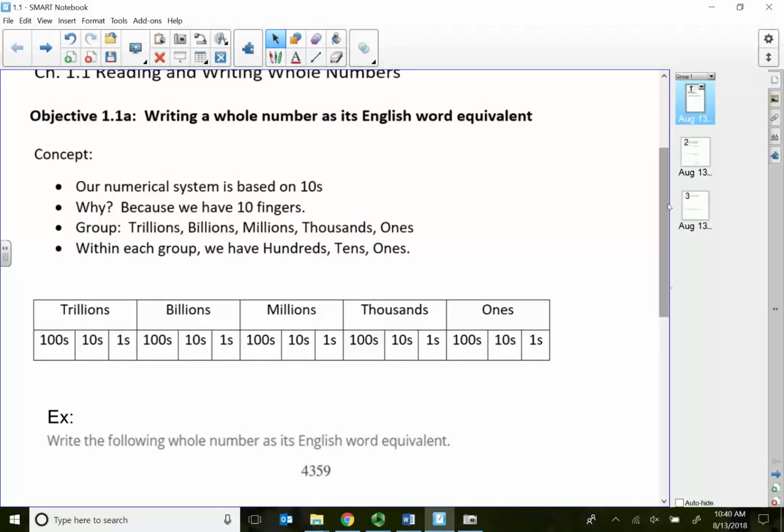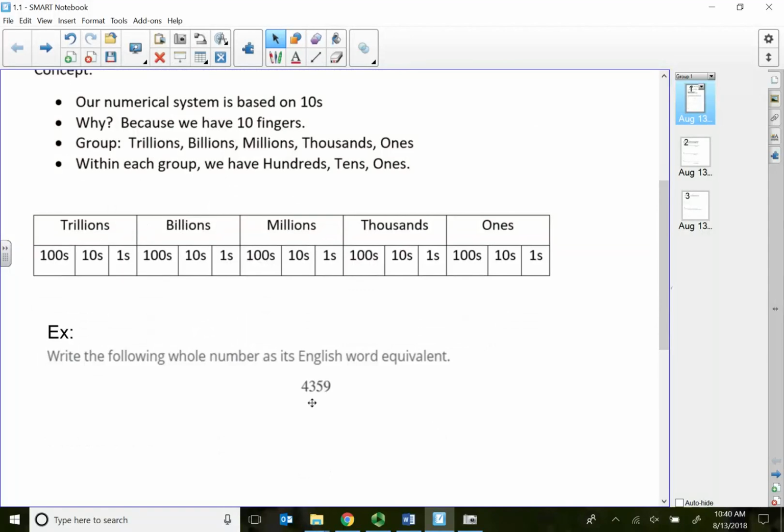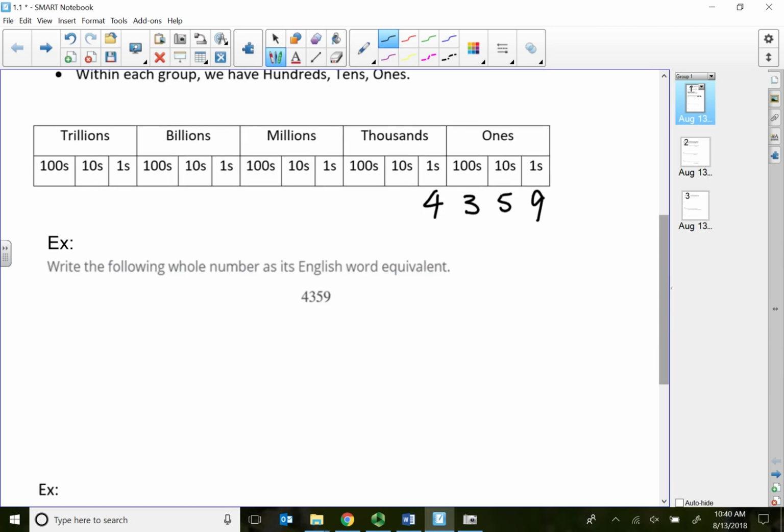So, for example, with the number 4,359, the 4 is going to be located at the ones position of the thousands group. Let me go ahead and write it. 4,359, just like this. When we line up with our groups, that's exactly how we will read it, and that's exactly how we will write it. So we can write this English word equivalent as 4,000.